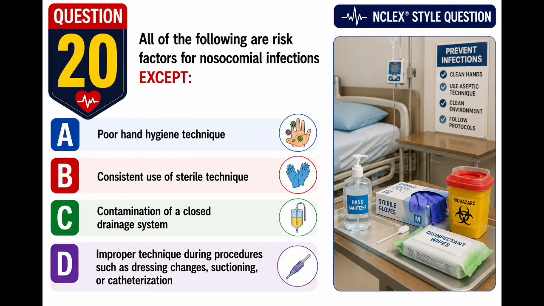Question 20. All of the following are risk factors for nosocomial infections except: options: A. Poor hand hygiene technique. B. Consistent use of sterile technique. C. Contamination of a closed drainage system. D. Improper technique during procedures such as dressing changes, suctioning, or catheterization.